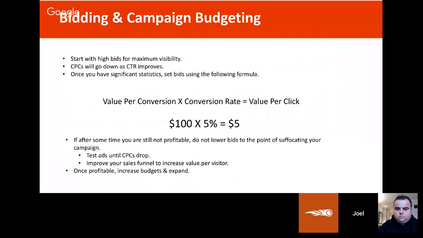Your CPCs will go down as your CTR improves, and then you start getting statistics. And once you have those significant statistics, you can then set bids with confidence. The formula is simple. Your value per click, the cost per click that will break even for you, is the value of your sale times your conversion rate. If the value of your sale is $100 and your conversion rate is 5%, you could afford a $5 bid.